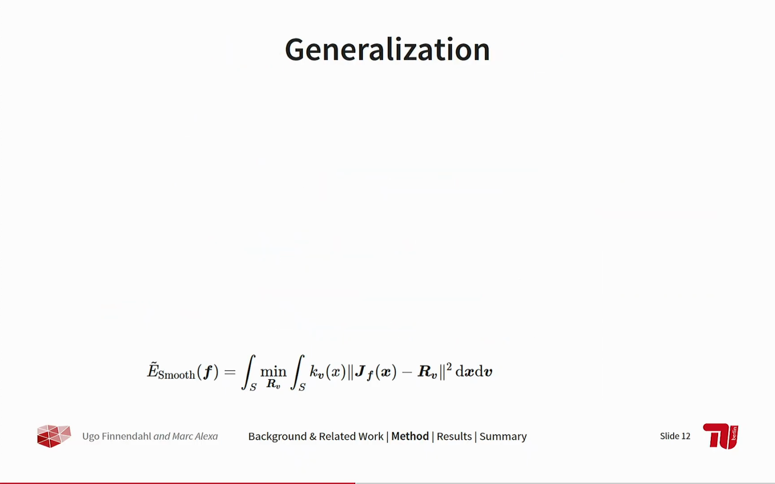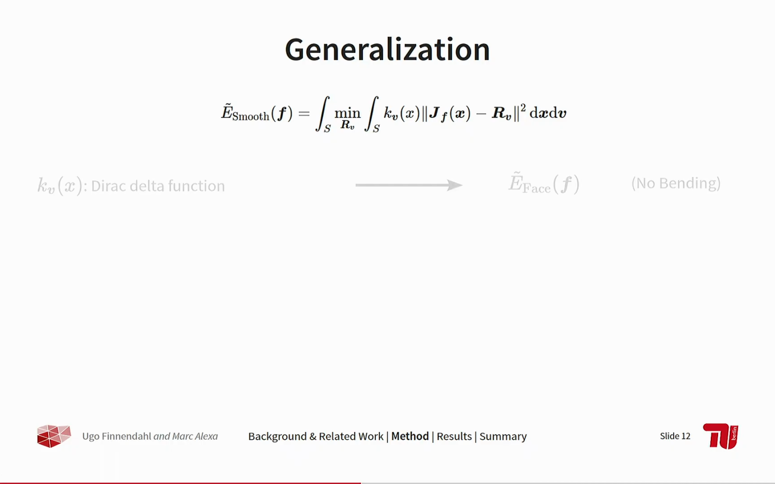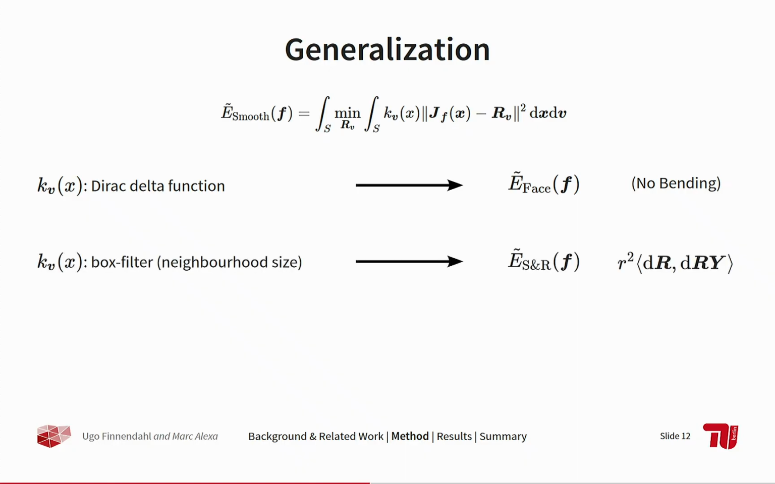And given this generalized energy, we can reproduce different ARAP energies. First, we can choose k to be a Dirac delta function over v, where we only evaluate the single point, and we end up at the continuous face ARAP energy with no bending. Then we can choose k to be the box filter that I just told you about, and we end up at the continuous spokes and rims energy with the bending found by Chao et al.